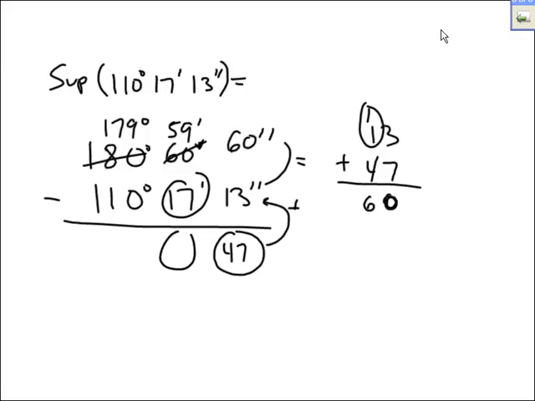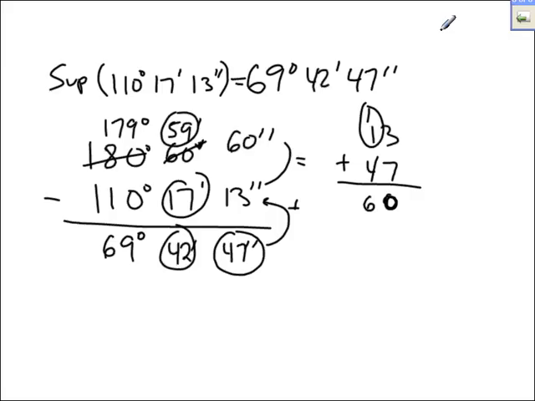17 plus what gives me 59? 42. 42 minutes, 47 seconds. And 179 minus 110 is 69 degrees. And that would be the answer. 69 degrees, 42 minutes, 47 seconds.